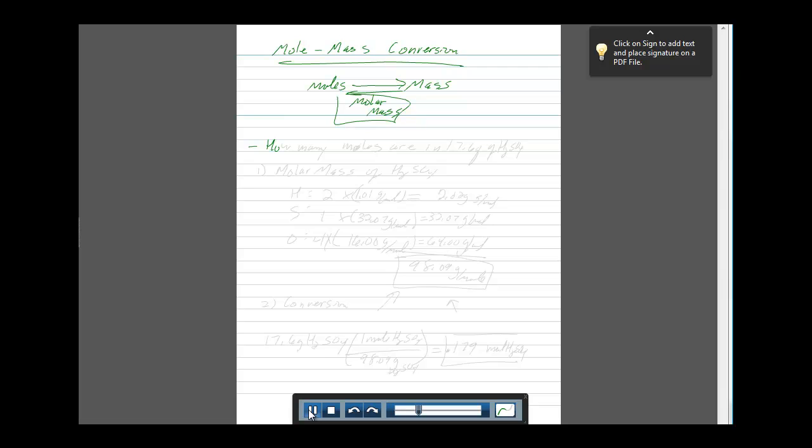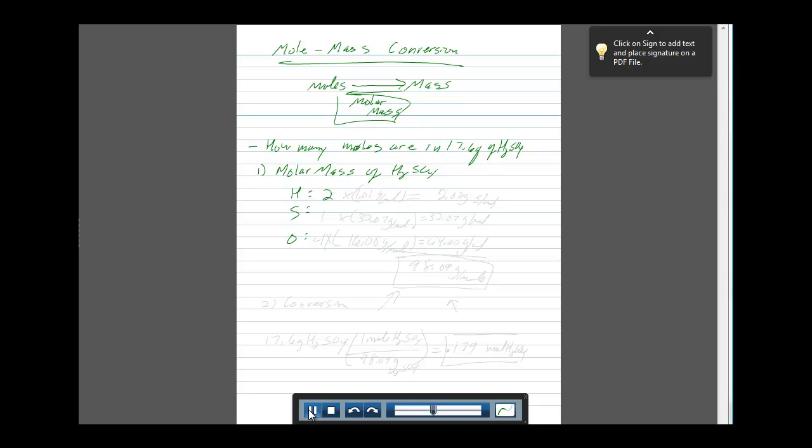The question reads, how many moles are in 17.6 grams of H2SO4? So the first thing that we want to do is to determine the molar mass of H2SO4. So what do we have? Well, we have H, and we have S, and we have O.